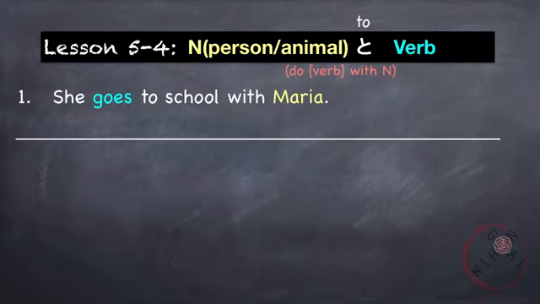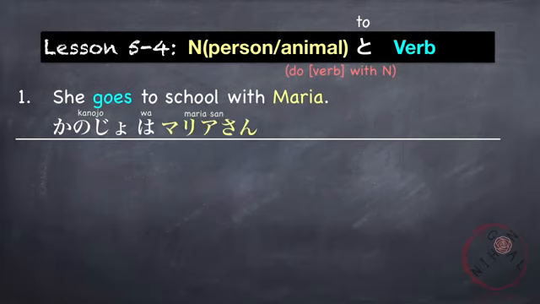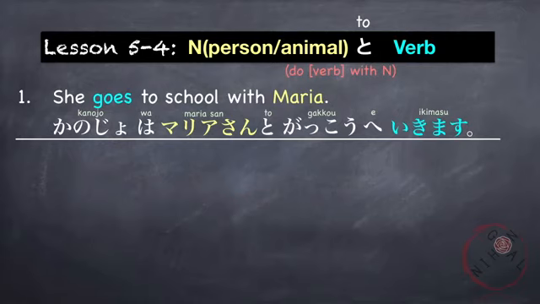The first one, she goes to school with Maria. So first, the subject is she. Kanojo wa. And then followed by noun to verb. So here, the noun is Maria, Maria-san. To. Then school, which is gakko. Gakko e, to school. Ikimasu, goes. Kanojo wa Maria-san to gakko e ikimasu. So, she, with Maria, to school, goes.